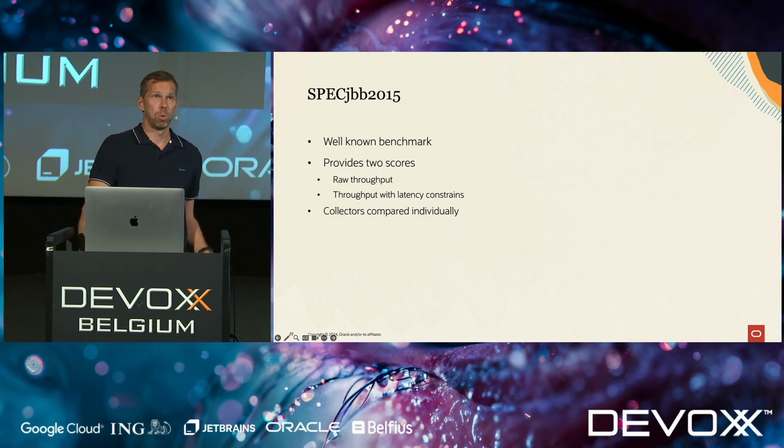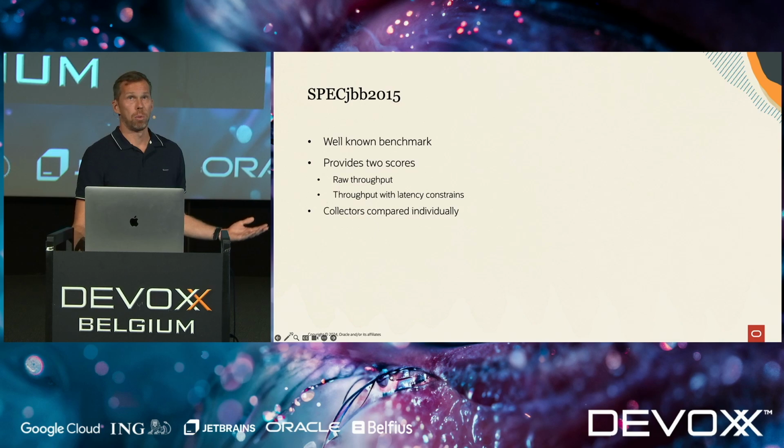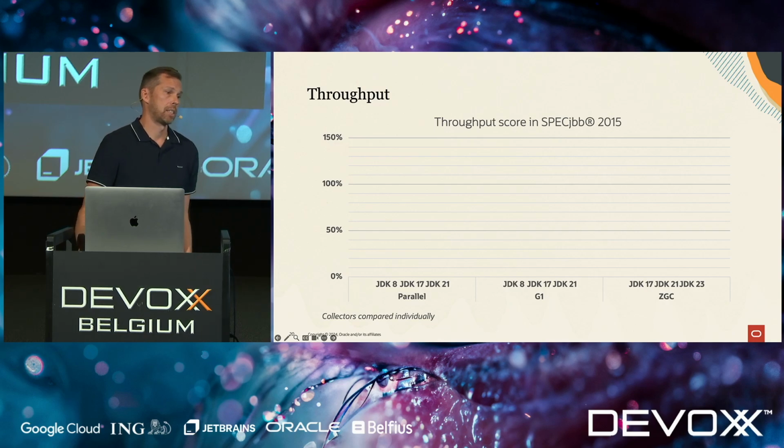So instead, I want to show the progress for each GC, because for some of you, parallel will be the best choice, for some of you, G1 will be the best choice, and for some of you, CGC will be the best choice. I'm not including serial in this comparison, because this benchmark doesn't make sense with serial. But let's start with looking at the throughput numbers.